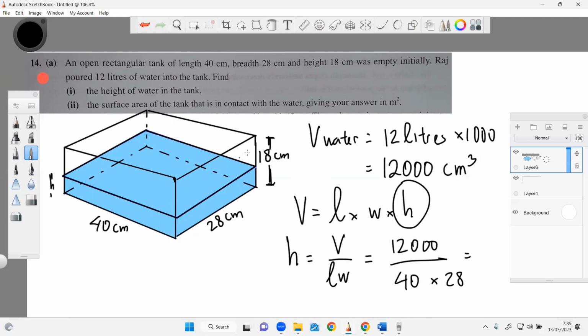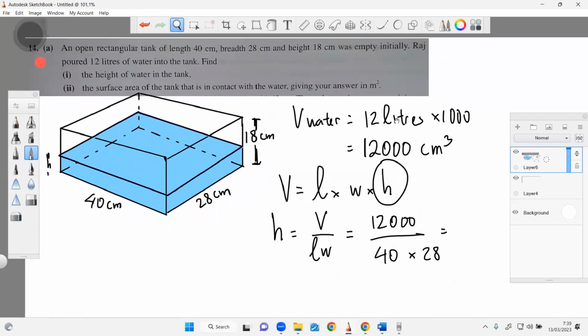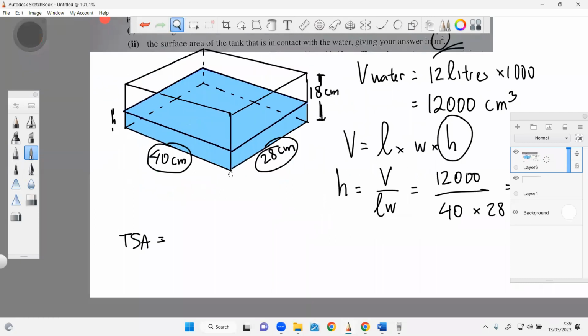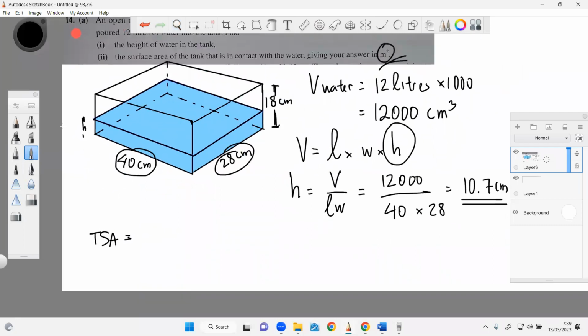So it has to be more than half, right? But no problem, we have a not-so-proper drawing. 10.7 centimeter. Done. You don't have to convert to dm, meter and so on. Next, the surface area of the tank that is in contact with the water, giving your answer in meter squared. Keep the meter squared away first. Focus on the total surface area with the same unit. And you put in this 10.7.